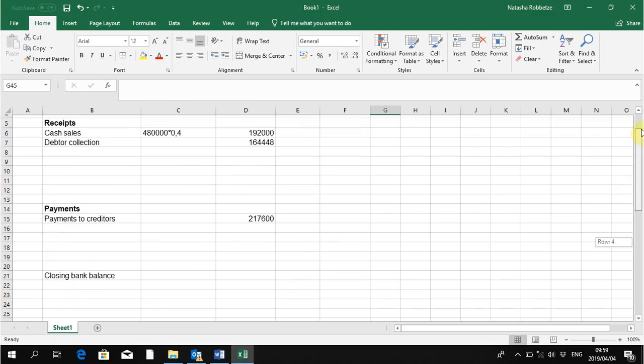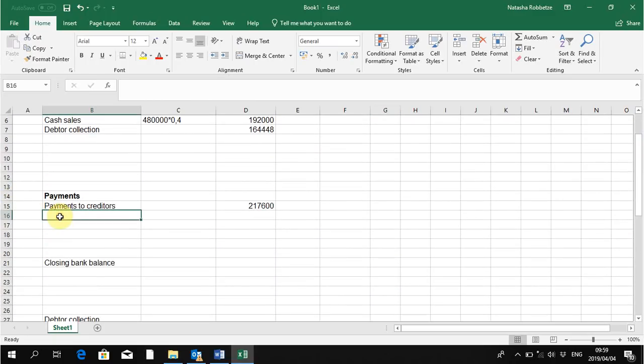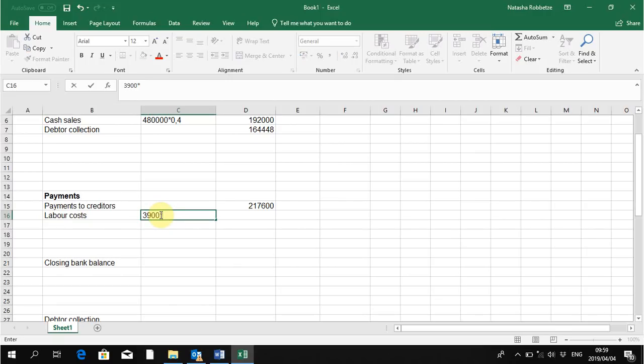production. If I then go to my labor costs, which is a payment, I'm going to say it is the 3,900 units that are produced at 35 Rand per unit. So the total labor cost should be 136,500. Then we have our overhead costs.